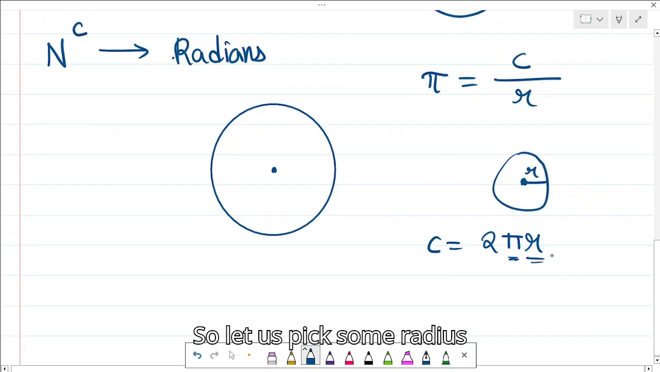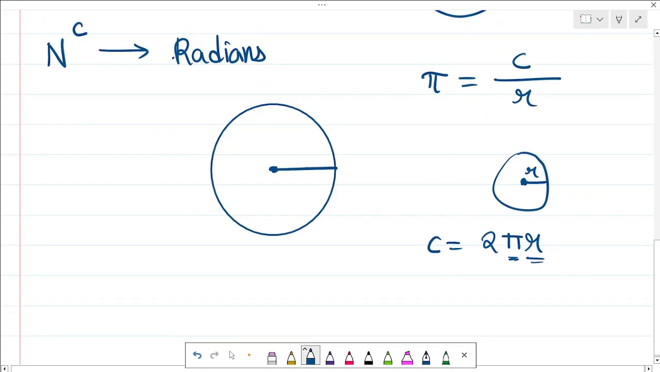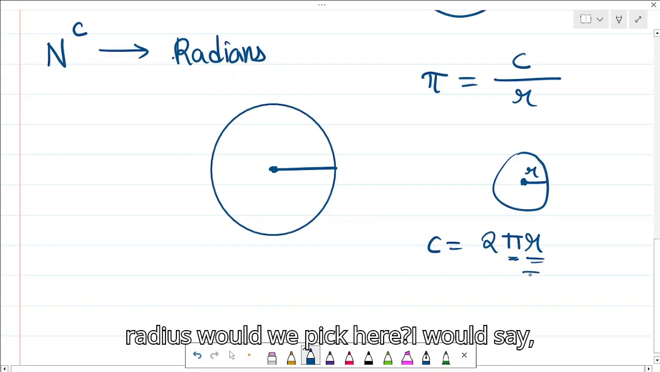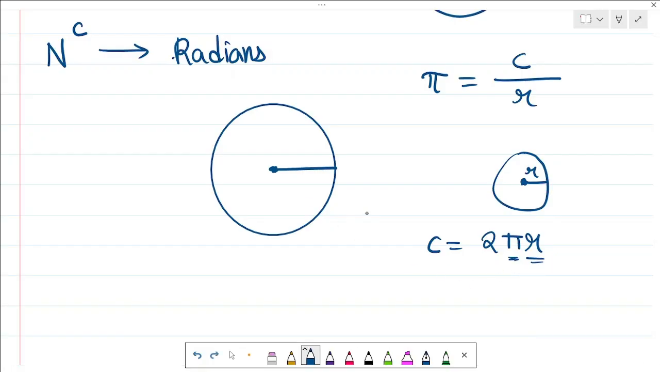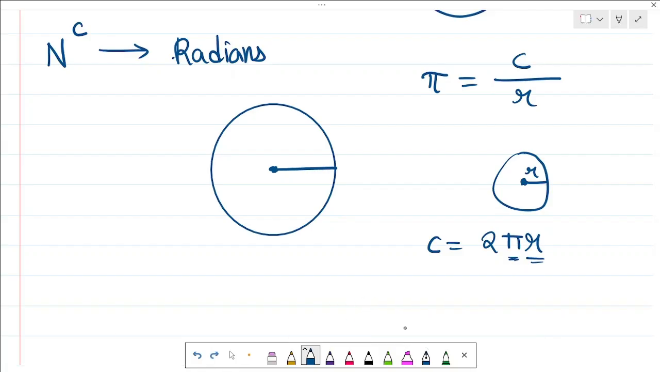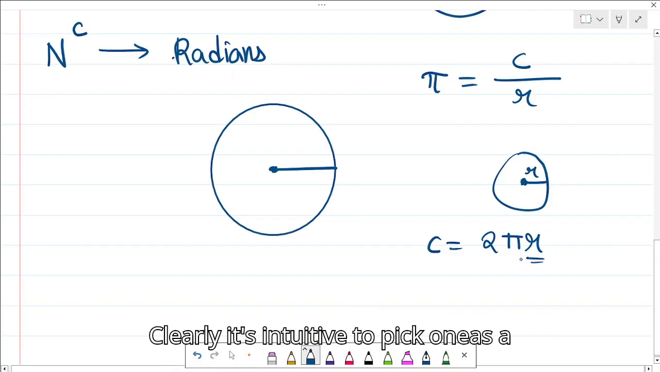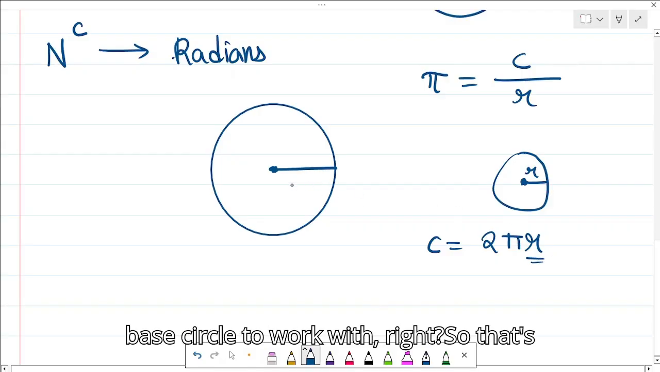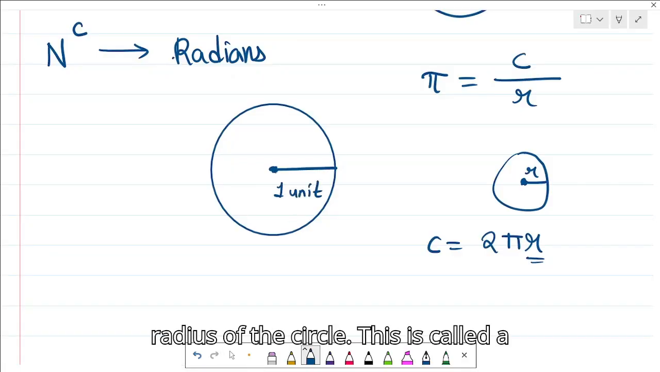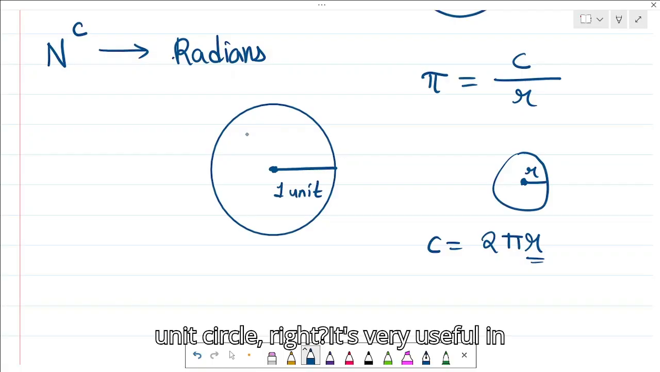So let us pick a radius here. If we're trying to define radians, let us use a circle and pick a radius. So what radius would we pick here? I would say we start counting from one, right? So one is unity. Clearly, it's intuitive to pick one as a base circle to work with, right? So that's why we pick one unit as the radius of the circle. This is called a unit circle, right? This is very useful in math.